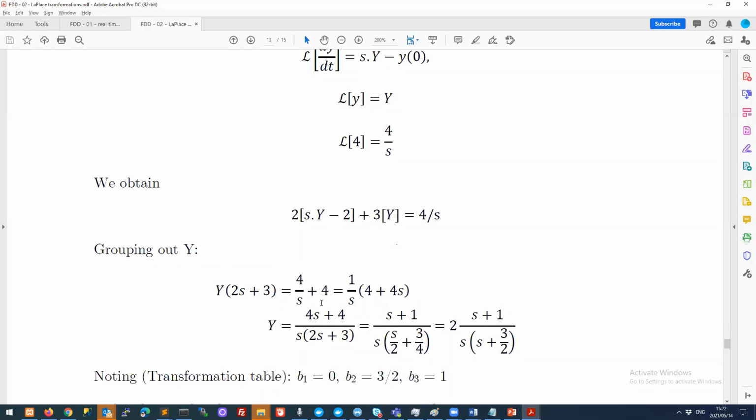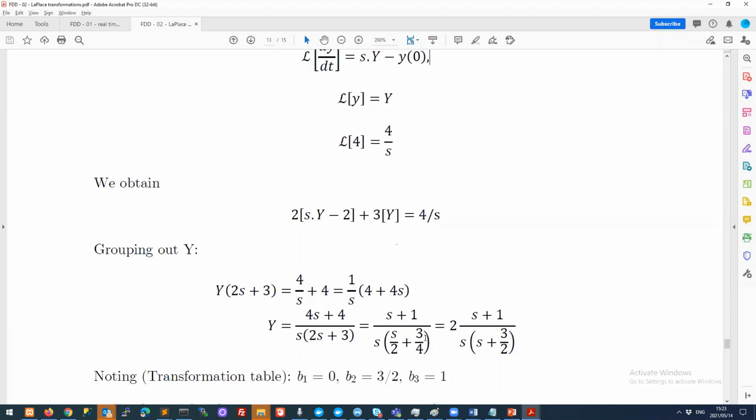And then you can group out 1 over s here. Because there's no s here, you have to multiply by an s, and so you've got 4s there. And so you can say y equals this thing divided by this thing, right? So 4s plus 4 divided by s, and then divided by this, right?